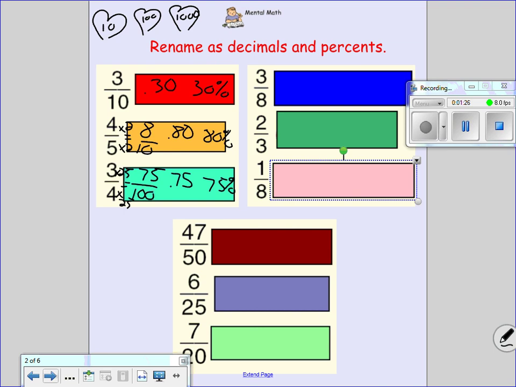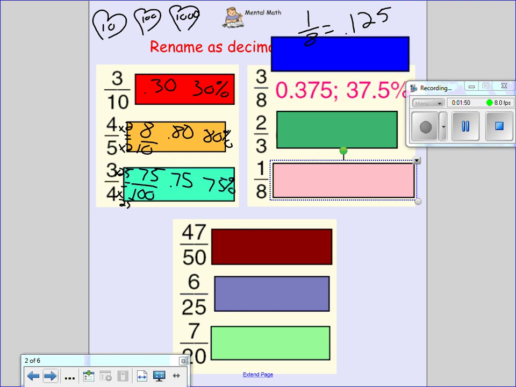Now, as we look over at this other column, we have 3/8. 8 can't go into 10, 8 can't go into 100, 8 can't go into 1,000. So in this situation, I've been teaching you how to remember what 1/8 equals. 1/8 equals 0.125. Okay, remember that. So what would be 3/8? I'm just going to show you here: 0.125 times 3 would give you 0.375, which we'd put as 37.5%.